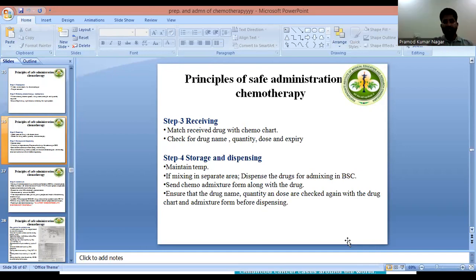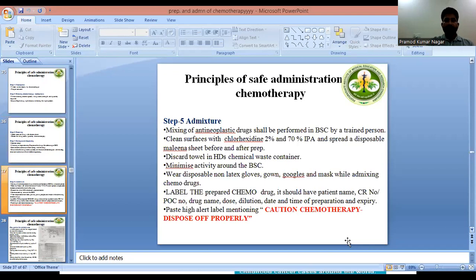In mixing, in the separate area, dispense the drug for admixing in the biosafety cabinet. Send the chemo admixture form along with the drug chart. Ensure that the drug name, quantity, and dose are checked again with the drug chart and the admixture form from the dispensing. In the preparation, mixing of anti-neoplastic drugs shall be performed in the biosafety cabinet by a trained professional.